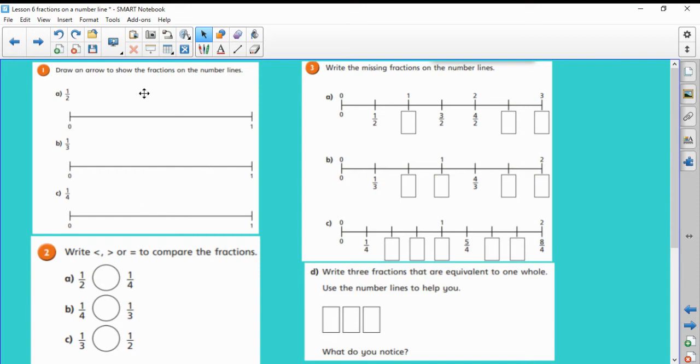Use these fractions and the number lines to compare in questions 2. Question 3. Write the missing fractions on the number lines. Be sure to read all the sections first. This number line goes from 0 all the way up to 3. This number line goes from 0 to 2, and this one from 0 to 2 again. Using these number lines, can you find 3 fractions that are equivalent to 1 whole? Place them in the boxes. What do you notice about the numerator and the denominator in whole fractions?